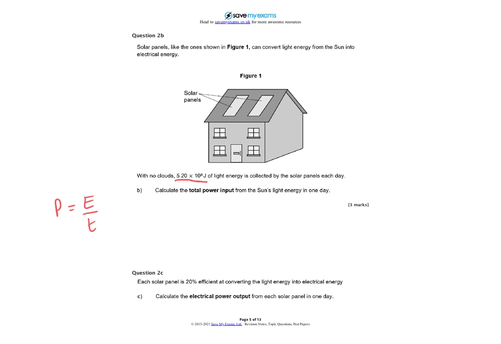So our energy is there, our 5.2 times 10 to the 8. Our time we're going to do in seconds. So there's 24 hours in a day. We times it by 60 because that's how many minutes there are in an hour. And then finally we times it by another 60 because that's how many seconds there are in a minute. So if we type all of this into our calculator, we are going to get 6,020 watts. So watt is our unit for power.